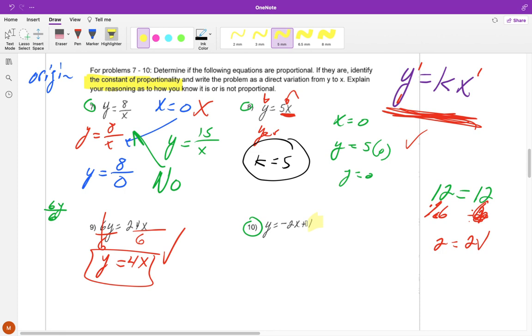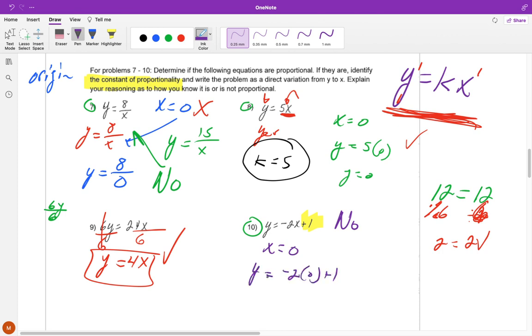Here, it's being added. So I can say once we have addition, it's not proportional anymore. Or I can plug in: if x is equal to 0, y is equal to negative 2 times 0 plus 1. Well, 0 times anything is 0, and 0 plus 1 is 1. So that means when x is 0, y is 1. So it does not pass through the origin. It is not proportional.